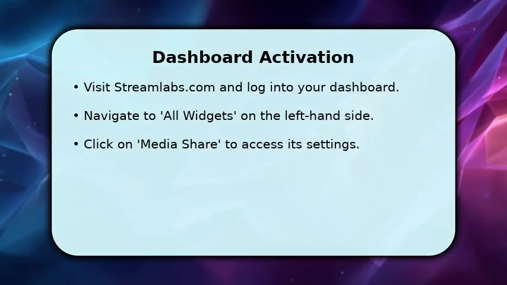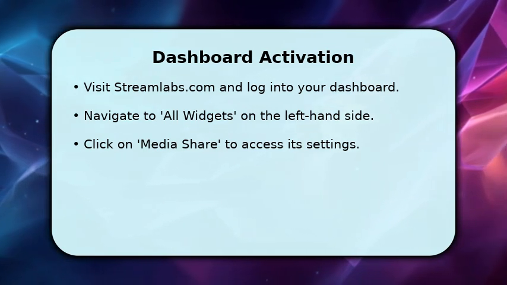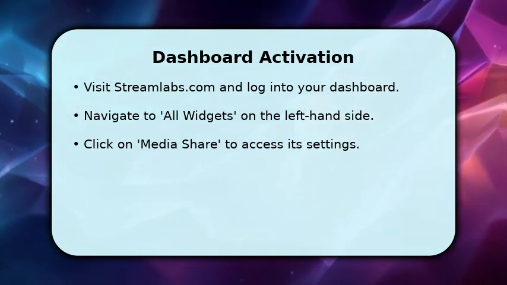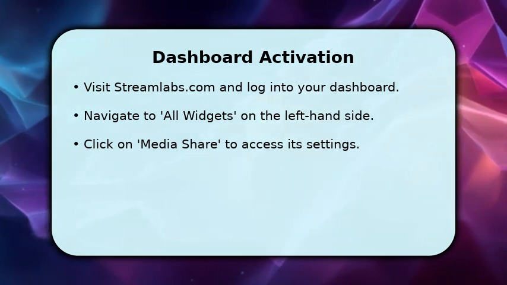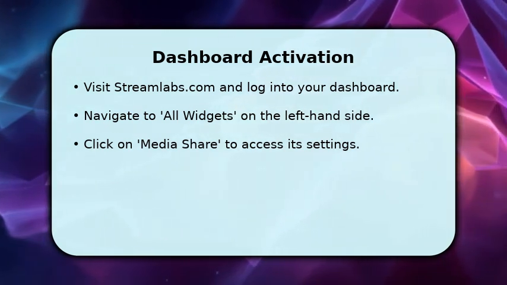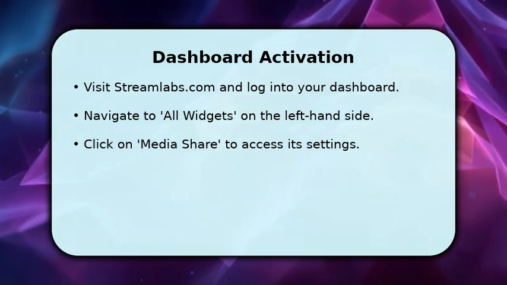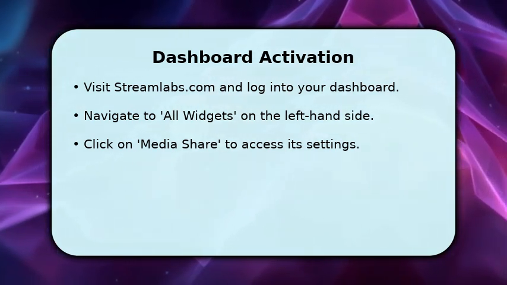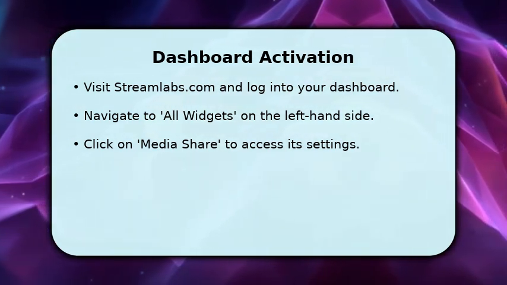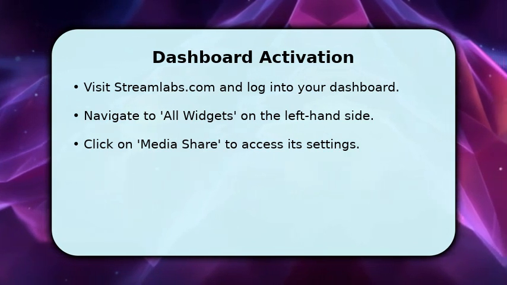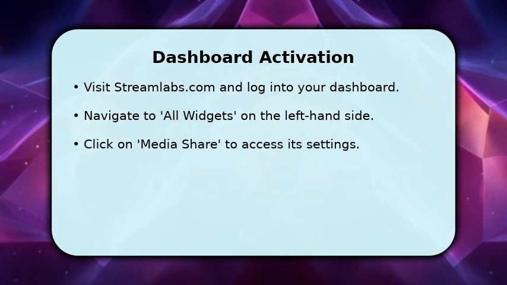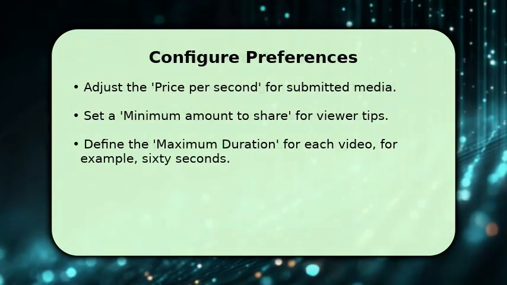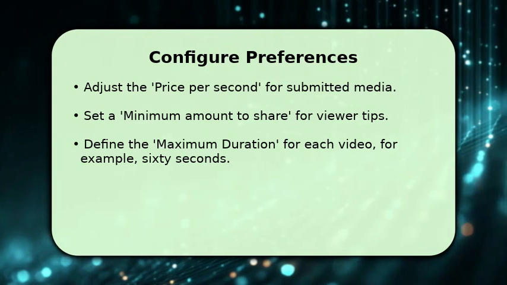Once the widget is added in your desktop application, the next crucial step is to enable and configure it on the Streamlabs website. Head over to streamlabs.com and log into your dashboard. On the left side, find and click All Widgets, then select Media Share. Here, you will enable the feature and choose whether videos automatically show or hide, which is great for streamers with or without moderators.